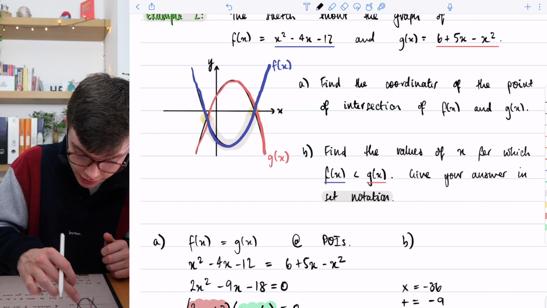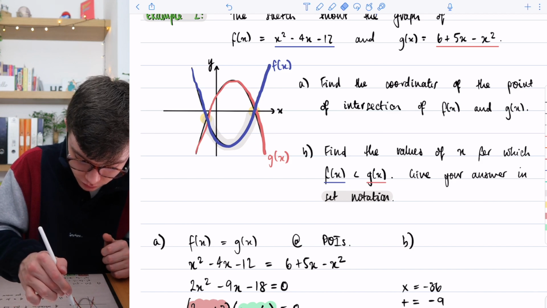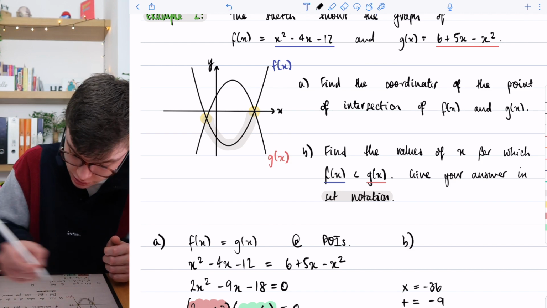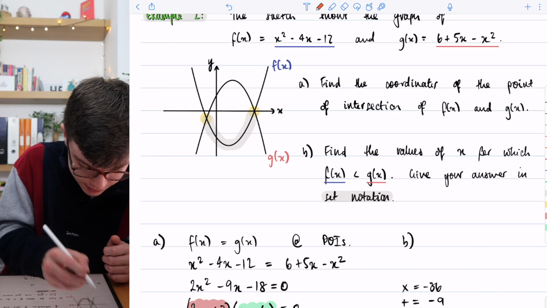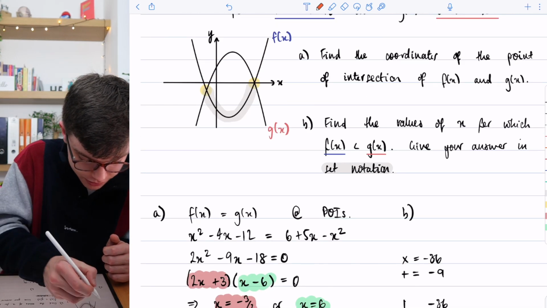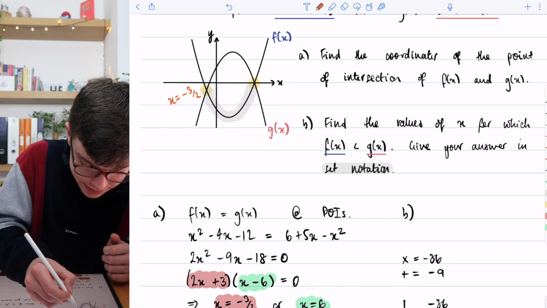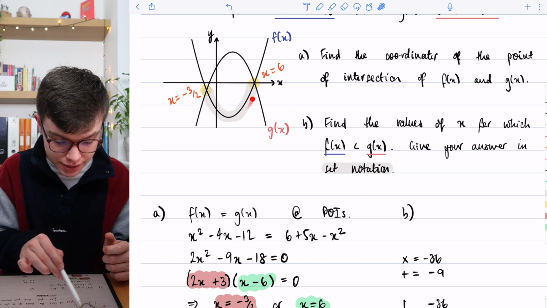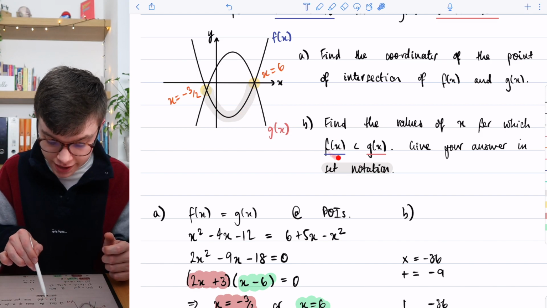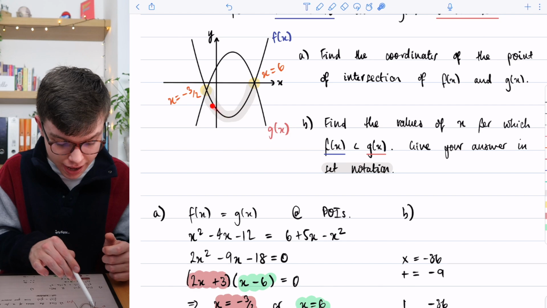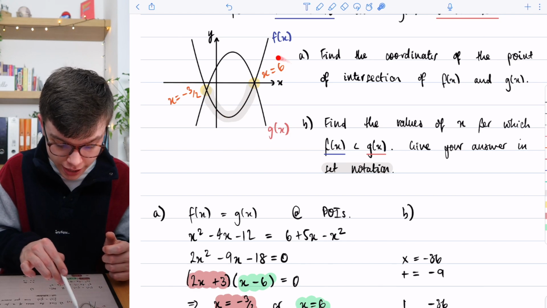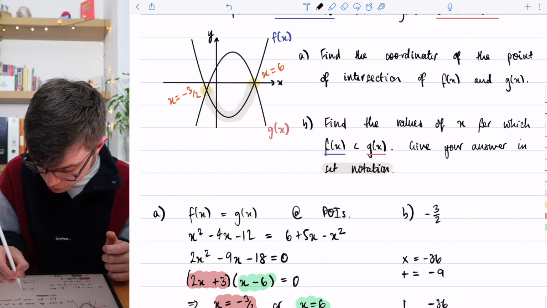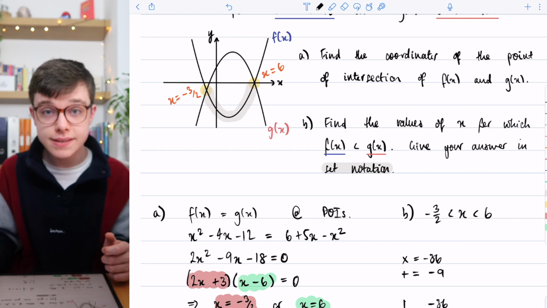If I just get rid of that, we can see that a little bit nicer. Our intersections, and I'll write it in orange, what was it here? Minus 3 over 2? Yes, it was. Minus 3 over 2, that's x, and here x is 6. We want this grey part here, because that's where we've got f of x being less than g of x. That part is between these two extremes. So what we're going to have is minus 3 over 2 is less than x, which is less than 6.